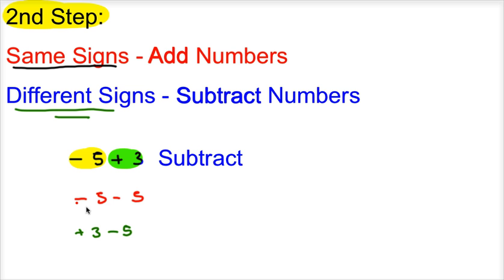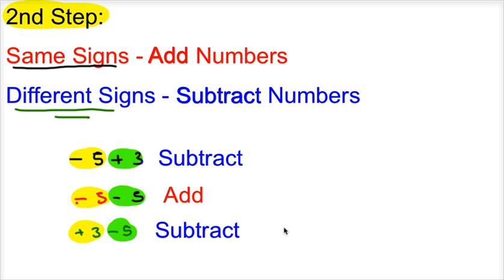Okay? Our next example, -5 minus 5. Both these numbers have the same sign. They're both negative, so I'm going to add these numbers. And the last one, +3 and -5. Both of these have different signs, so again, I'm going to subtract these numbers.